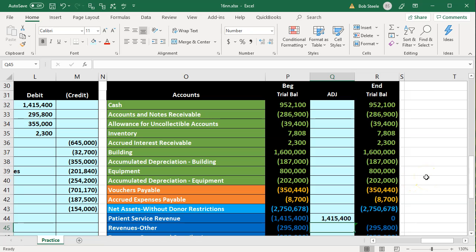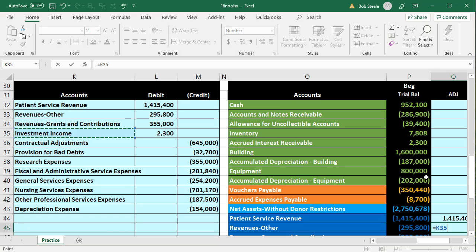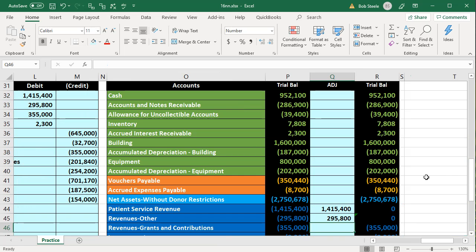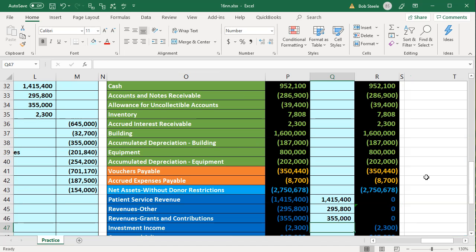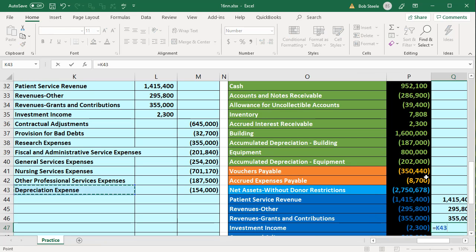The next one's going to be revenue other equals. We're going to scroll back up and pick up that revenue other account. The next one's going to be grants, revenues, and contributions equals. We'll scroll back up and pick up that grants and contributions account and enter. The next one's going to be investment income equals. We're going to scroll back over to the investment income.